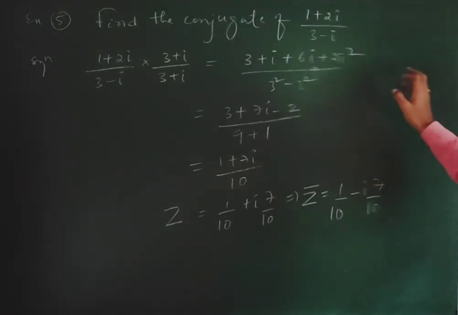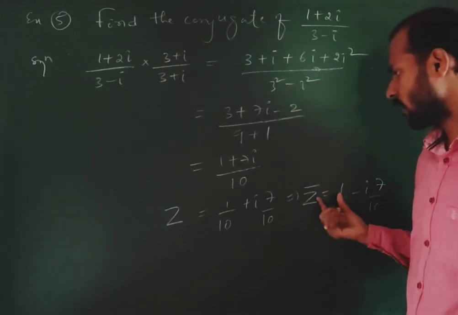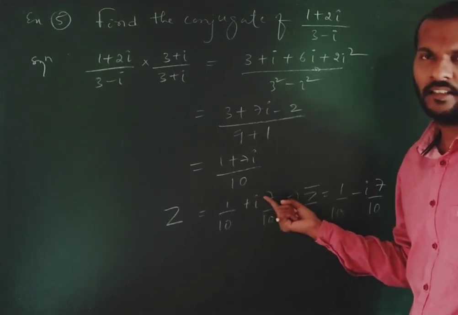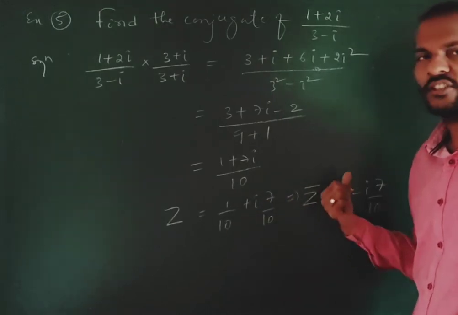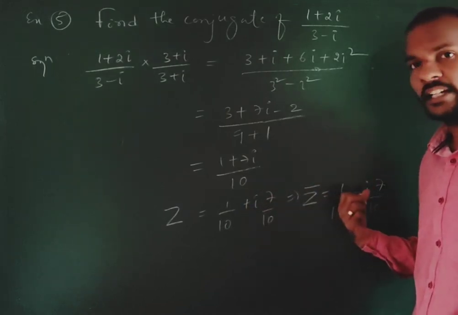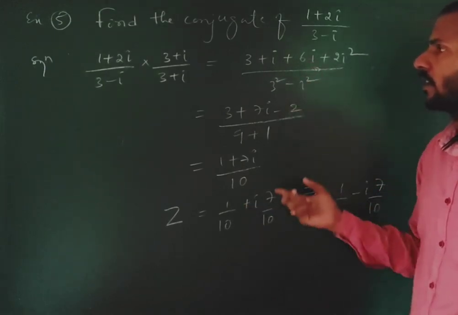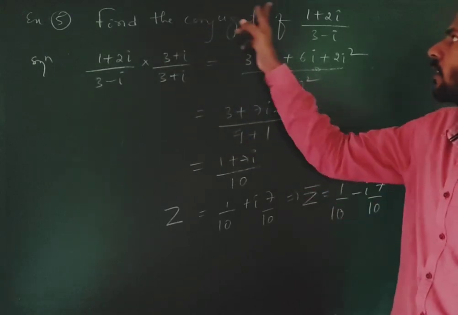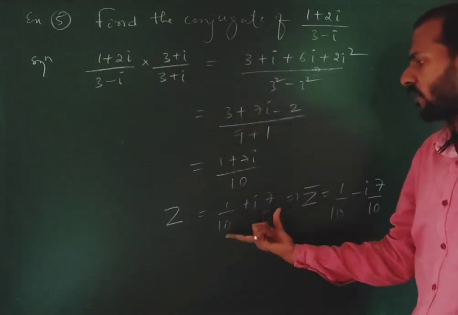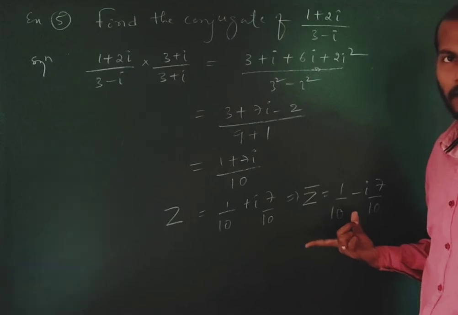Already we said in the definition of conjugate that we change the sign of the imaginary part of a complex number. The real part stays as it is; we just change the sign of the imaginary part. If it is positive, we change it to negative. If it is negative, we change it to positive. This is the conjugate of the complex number 1 plus 2i upon 3 minus i. First we converted it into the standard form a plus ib, and later on we found its conjugate.